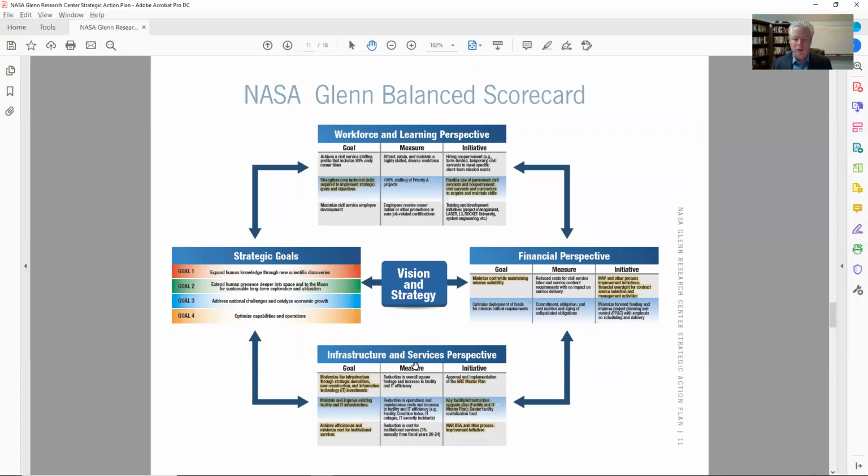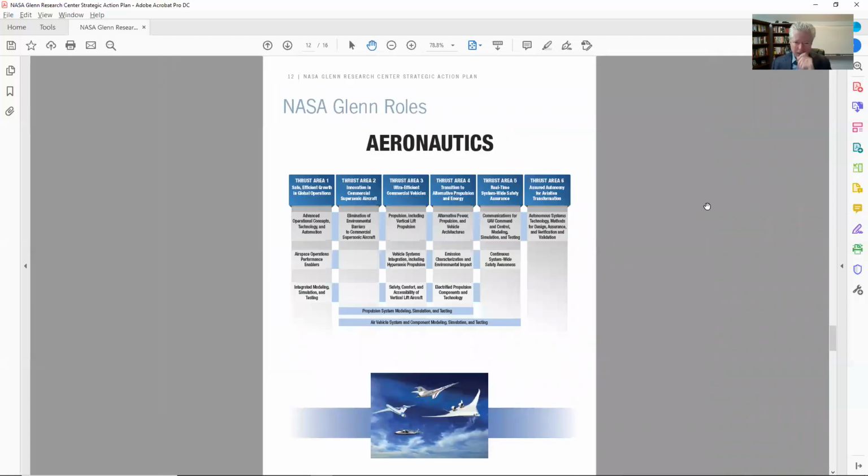So this bottom one, infrastructure and service perspective, turned out to be very valuable for my customer because it gives them some language to talk about, but it gives them specific questions to ask and gives me some additional stuff to go research. Let's go to 12. So here they just talk about their roles. I'm going to go through this really fast because none of this really matters to my customer, but you can look at this. This is really important, what Glenn does.